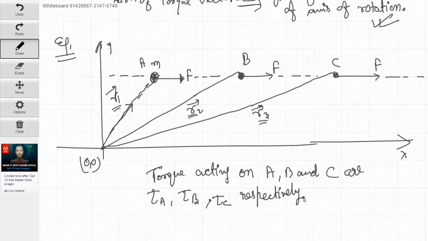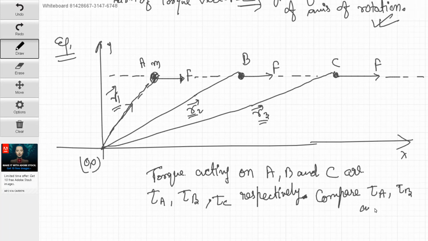Is this okay? Tau A, tau B, and tau C respectively. The torques are... compare them. Compare tau A, tau B, and tau C. Do it fast.